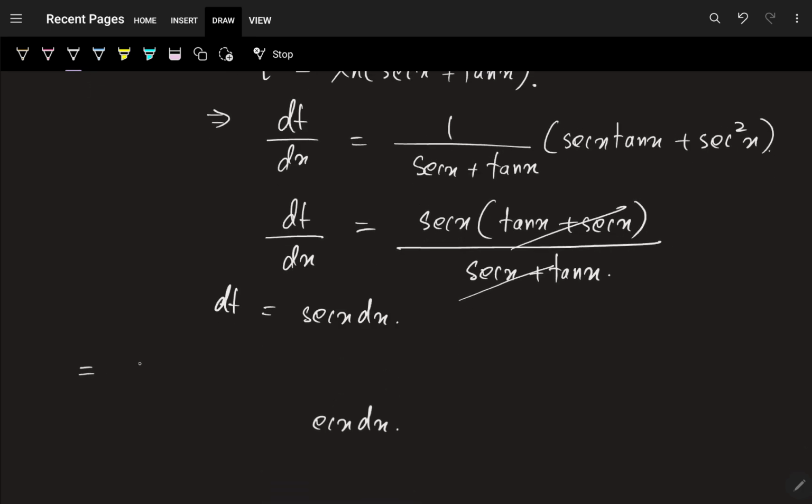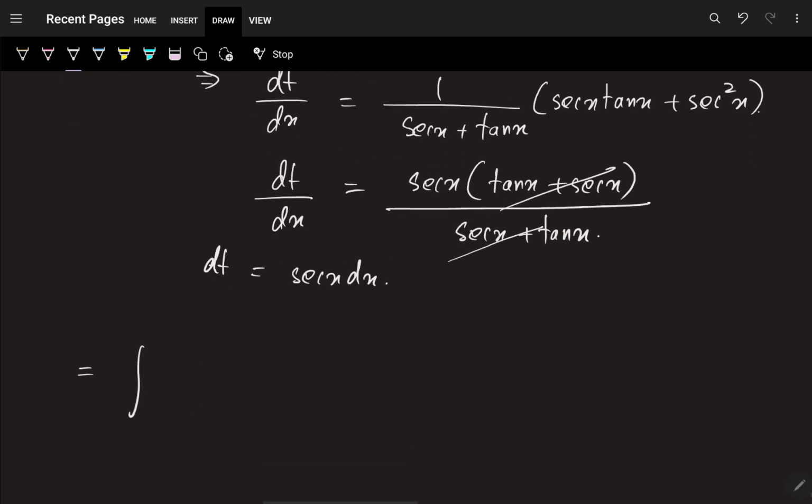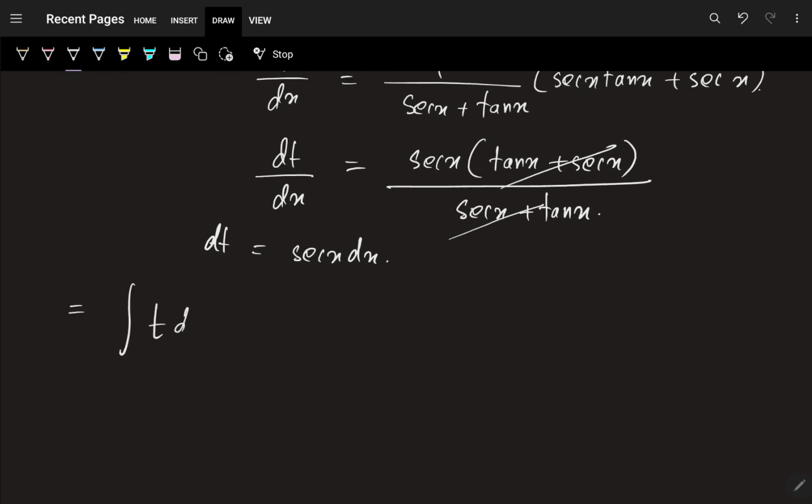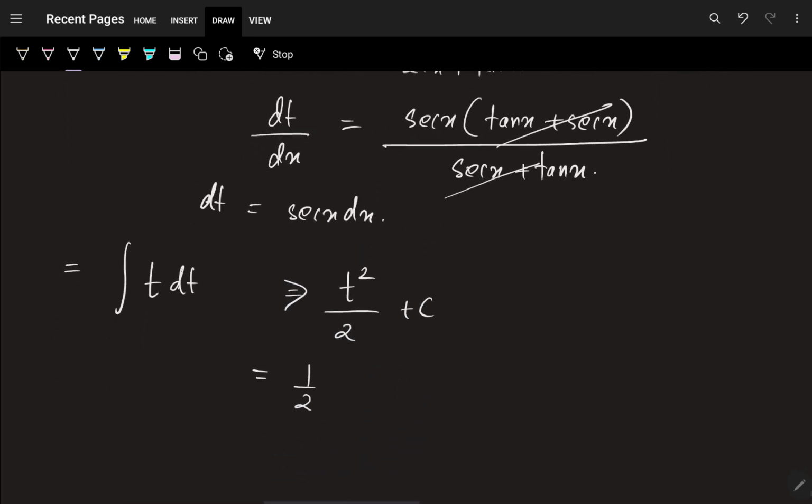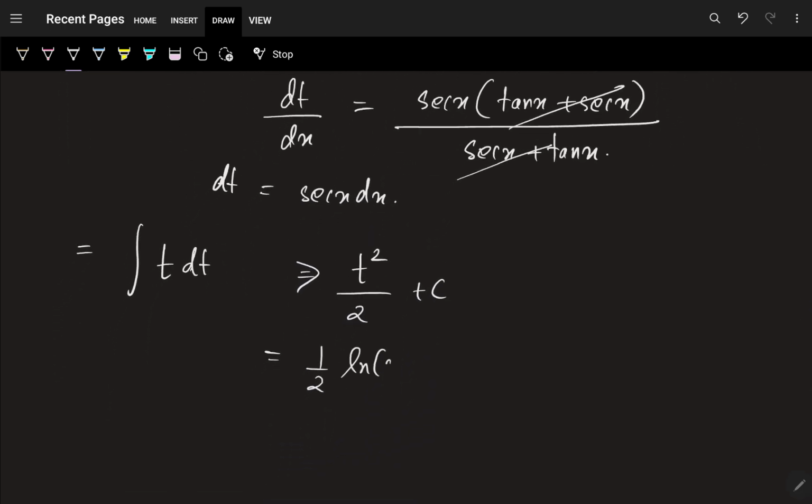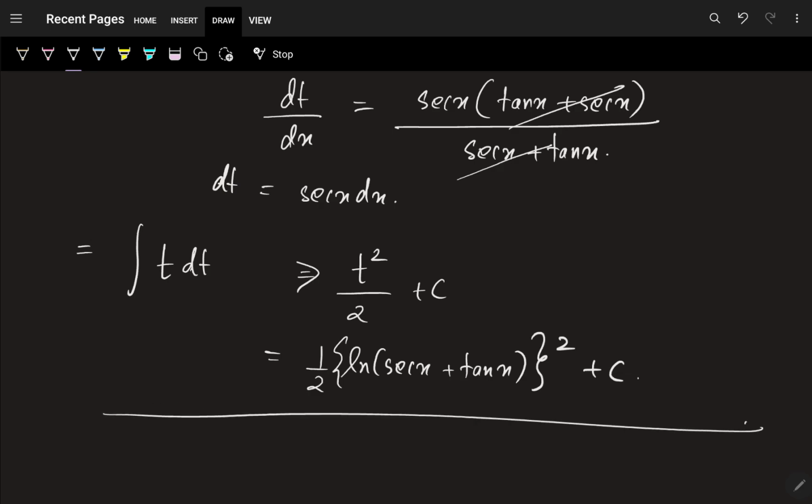So I can just put that back in. This is going to be ln of sec x plus tan x, which was t, and everything else is dt. So this is t square by 2 plus c. So what is t? t is ln of sec x plus tan x. So (ln of sec x plus tan x) whole square by 2 plus c. Okay, this is my answer.